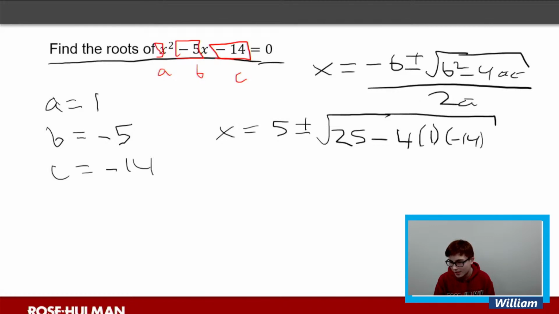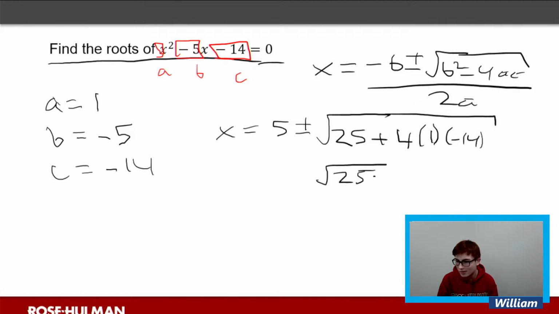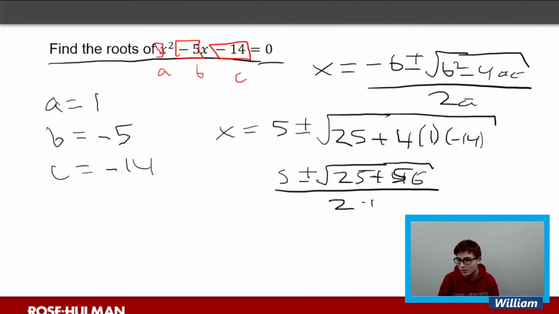I'm not immediately recalling what 4 times 14 is. I think it's 56. Let me double check that real quick. Yeah, it's going to be 56. Okay, so we're going to do the square root of 25, and then the minus 4 and the minus 14 cancel out and become a plus. So we have a plus 56 here on the inside. And then we're going to take that whole thing over 2 times a, which is 1, so it's really just 2.